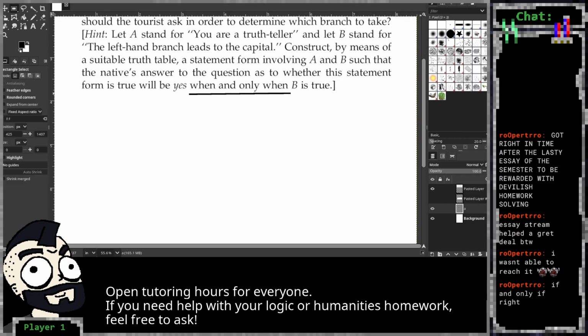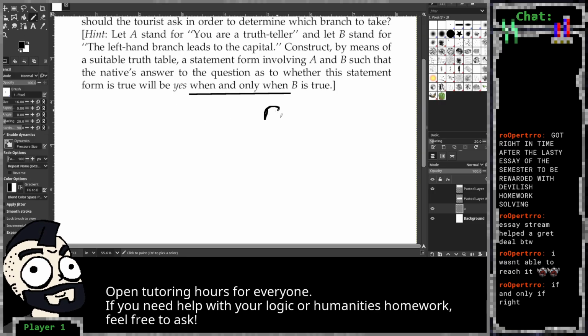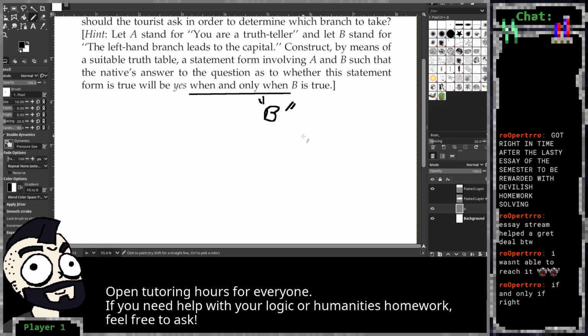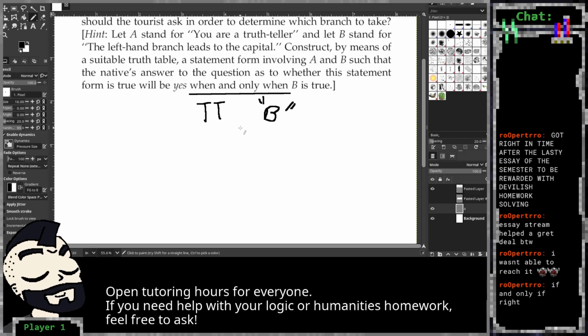But we're not asking B by itself. We want something that inverts as well. Because if a truth teller is asked B, then no problem. But if a false teller is asked B, they will say the opposite. They will say true when false and false when true.